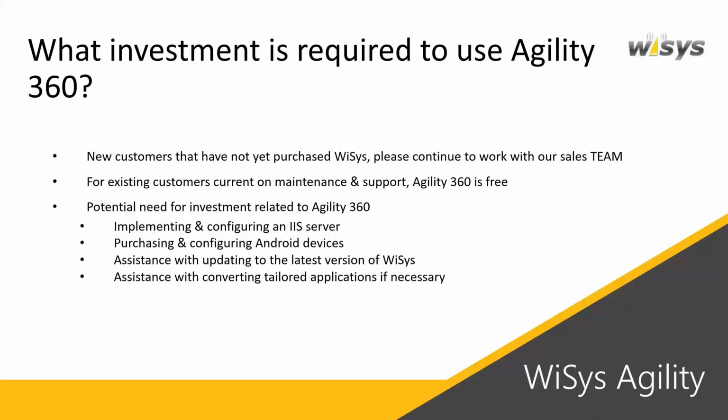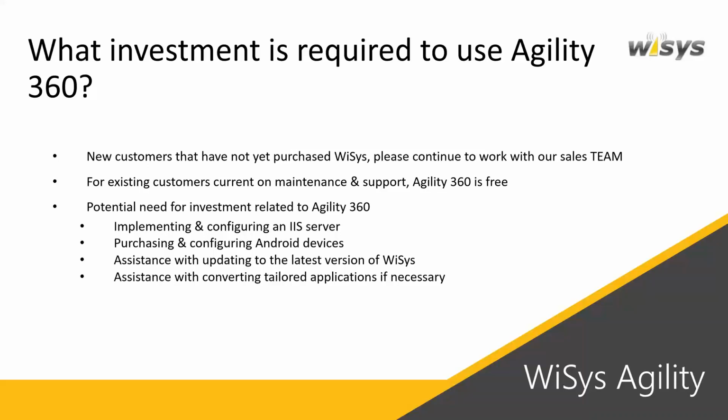And so for existing customers, there is no charge for Agility 360. It is free. However, there are some potential needs for investment, most of which we've already talked about. You do need an IIS server, so if you already have one of those, great, it's an install. If you don't, you may have to spin one up or add IIS to an existing server that meets the requirements we talked about. If you don't have Android devices yet, you may have to buy an Android device or 2 or 20.